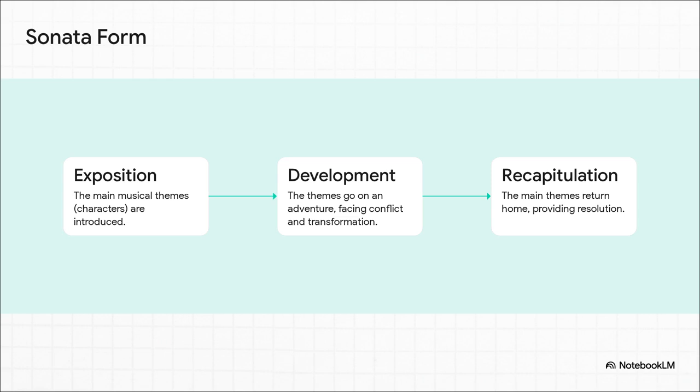First, in the exposition, you meet the main characters, the musical themes. Then comes the development. This is the adventure part, where the themes get tangled up, they fight, they get transformed. And finally, you have the recapitulation, where the main themes return home. They're recognizable, but they've been through something, they've changed. It gives you this incredibly satisfying feeling of resolution.